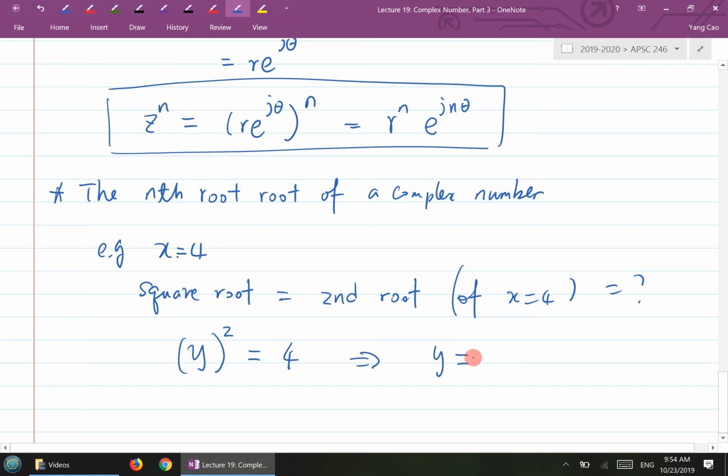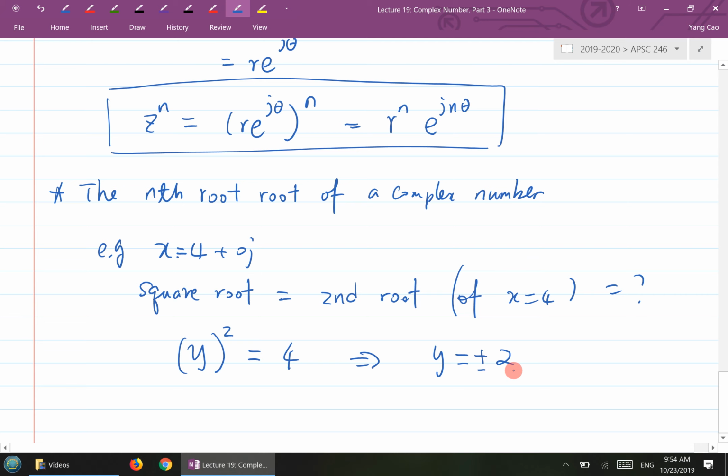So y equal to what? To 2 and negative 2, right? So there are 2. Basically, here there are 2 square roots, 2 second roots for x equal to 4. And of course, if I phrase it differently, if I consider this as a complex number, 4 plus 0j, then the second root of this complex number is positive and negative 2.